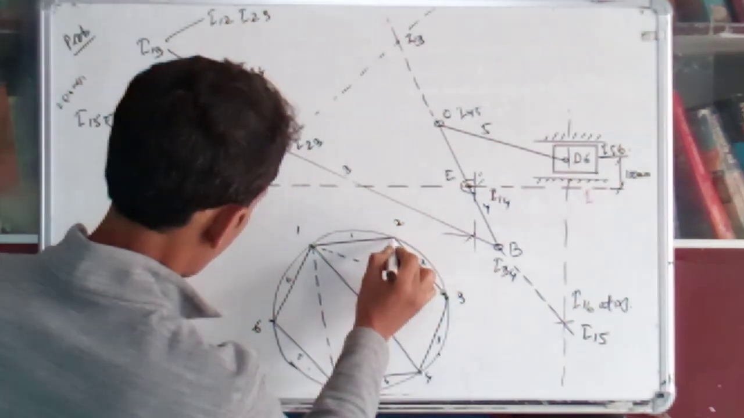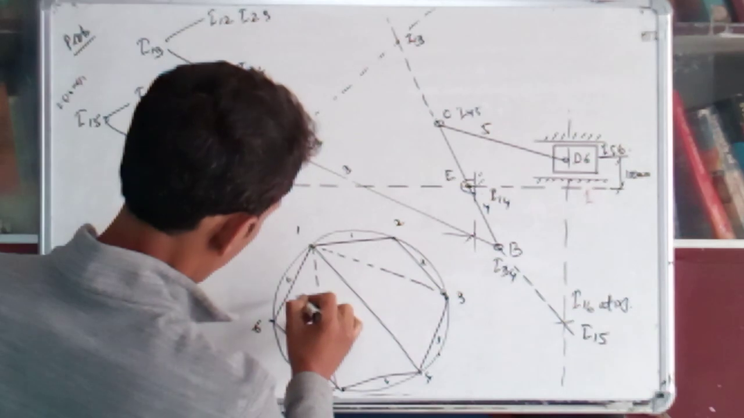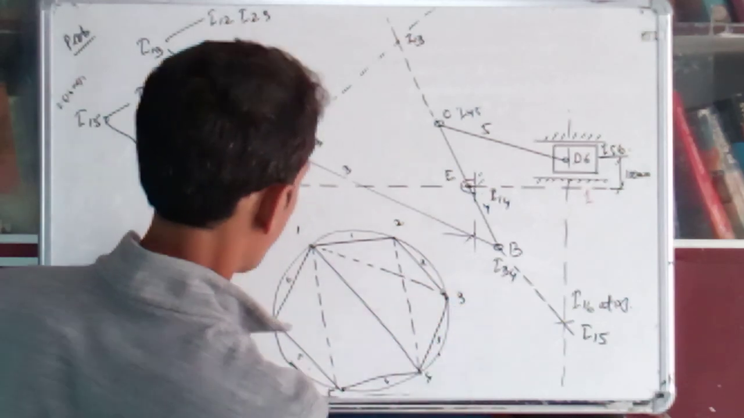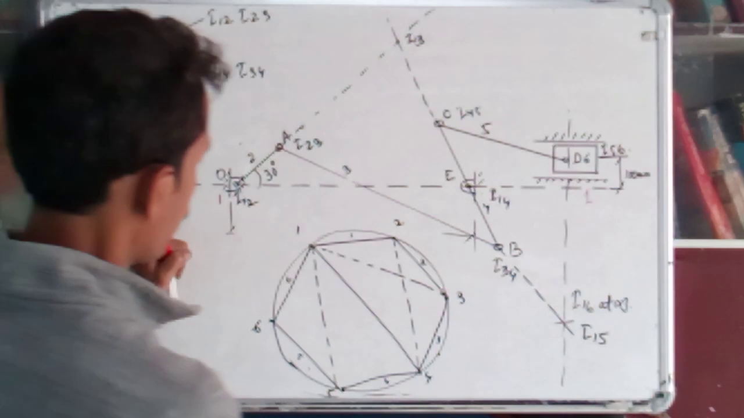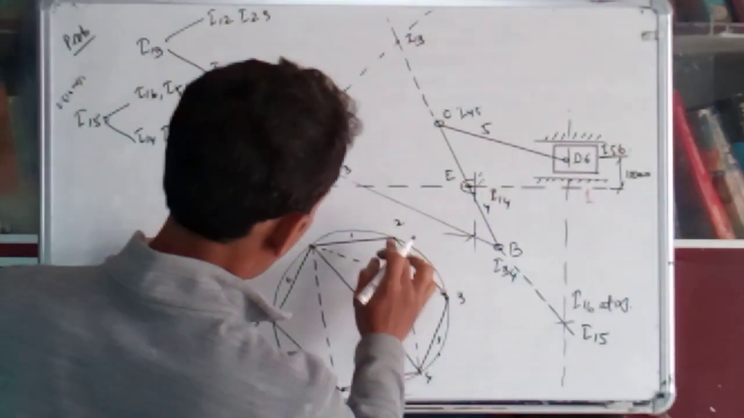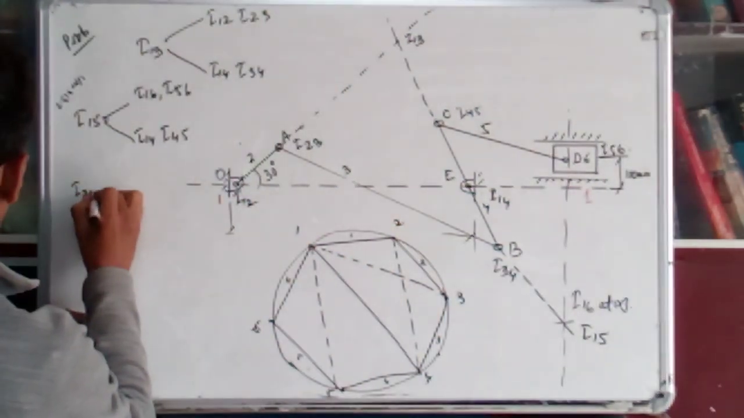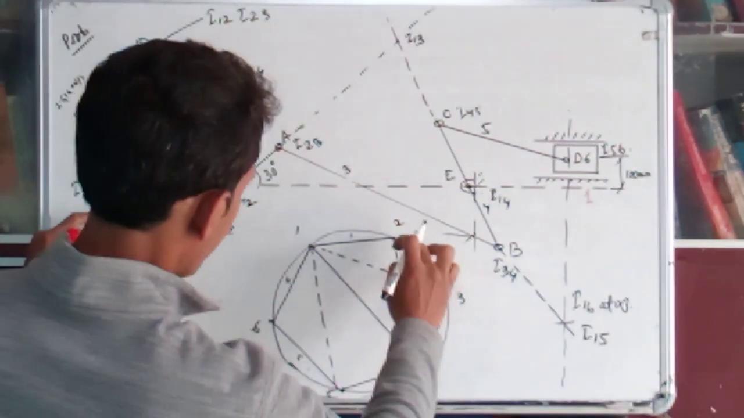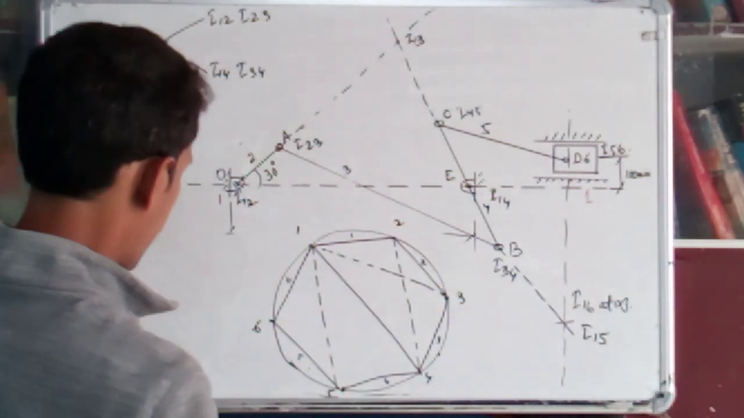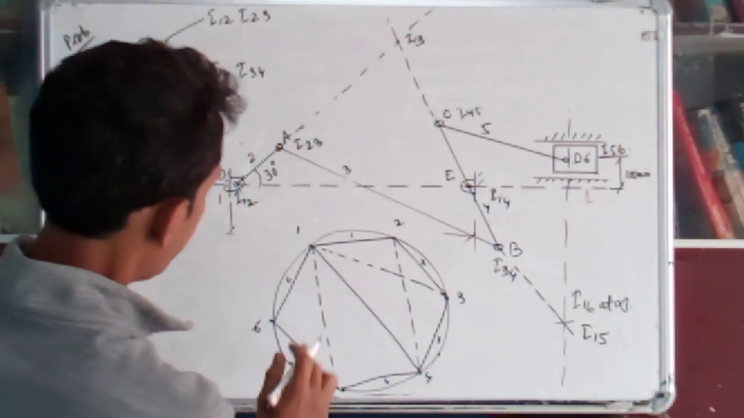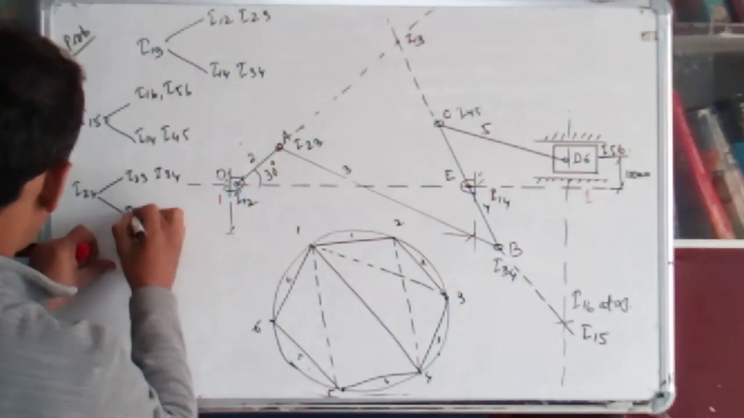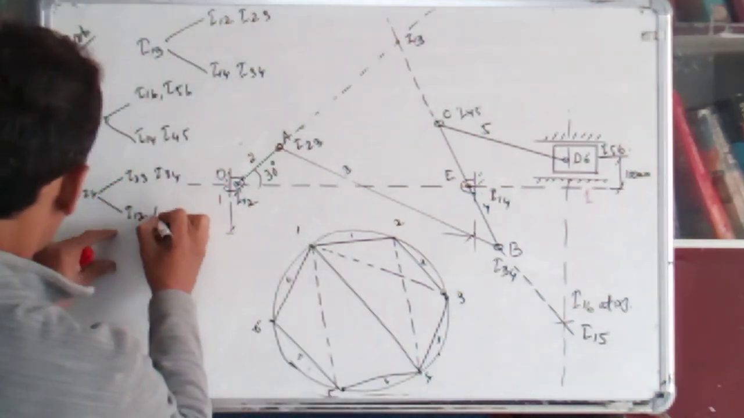Suppose we want 2-6. Before going to find out 2-6, we will find out 2-4. In between these two triangles, I24, I23, I34, I23, I24, then I23, I34, then I12, I12 and I14.